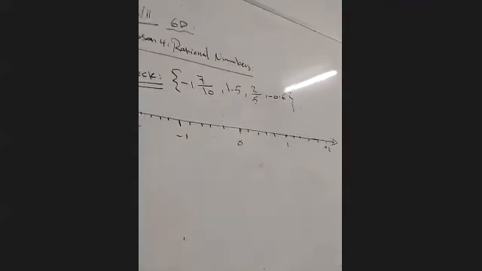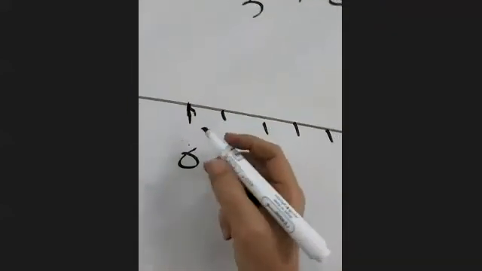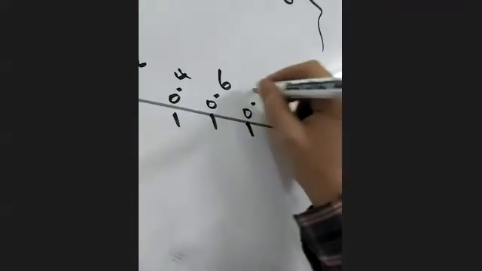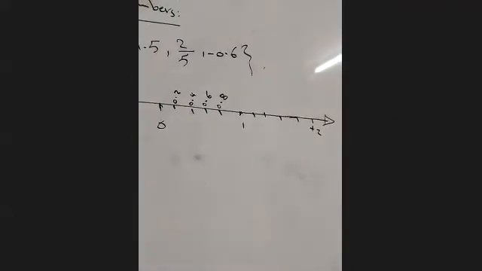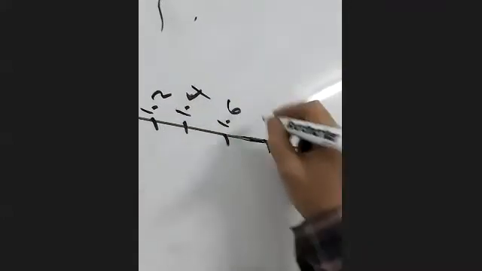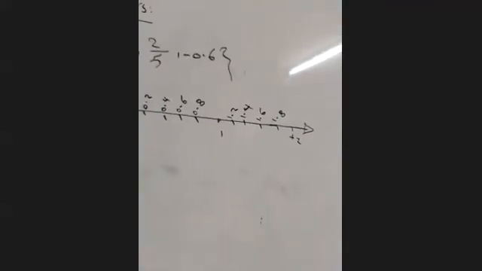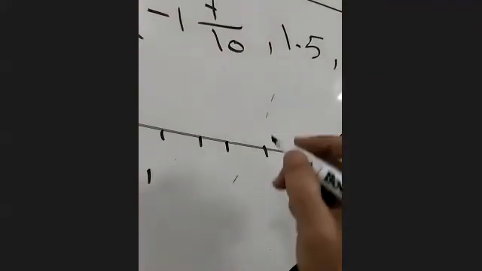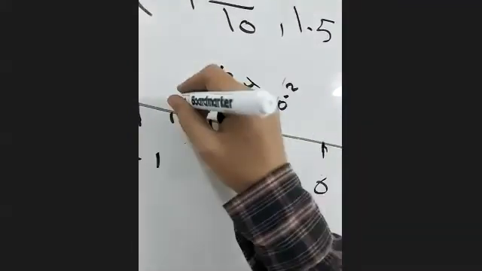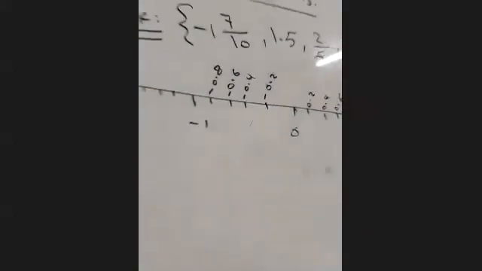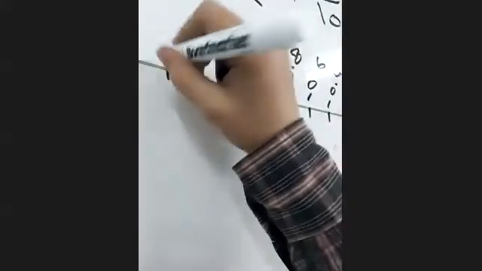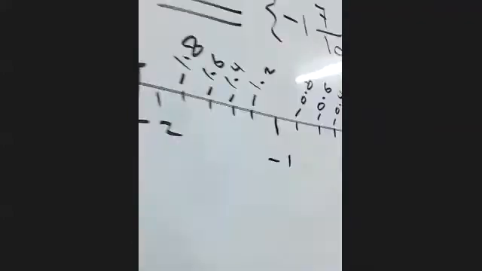Now I will fill these parts before I turn these numbers to fractions. I will start from 0. Here will be 0.2, 0.4, 0.6, 0.8. Do it with me. Here, 1.2, 1.4, 1.6, 1.8. Here on the negative, starting after the 0, -0.2, -0.4, -0.6, -0.8. After the -1, -1.2, -1.4, -1.6, -1.8.